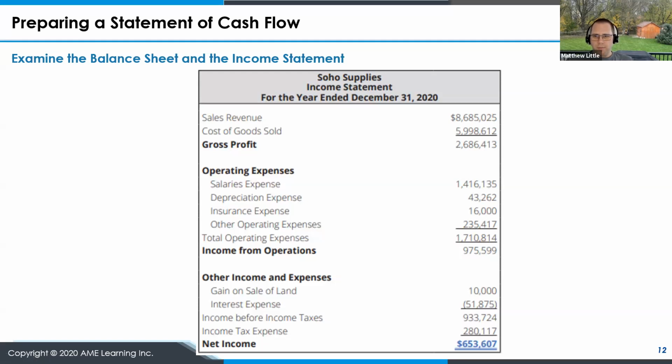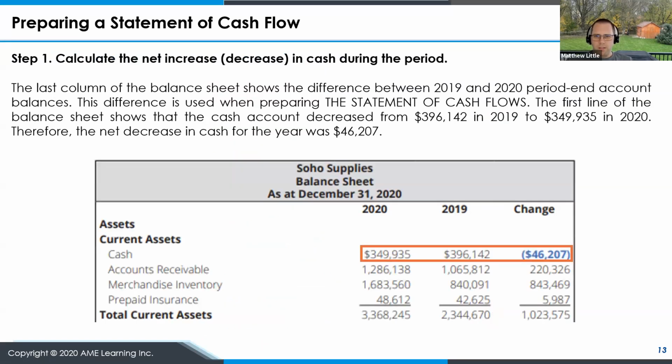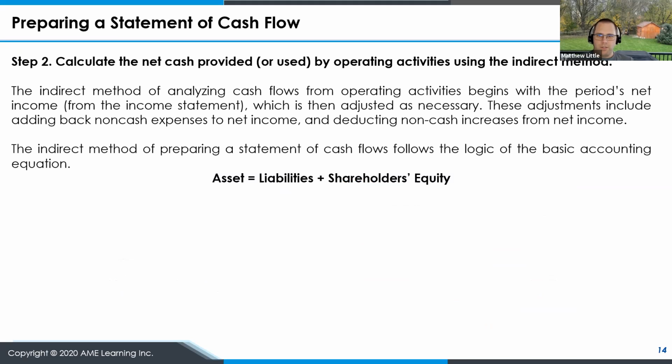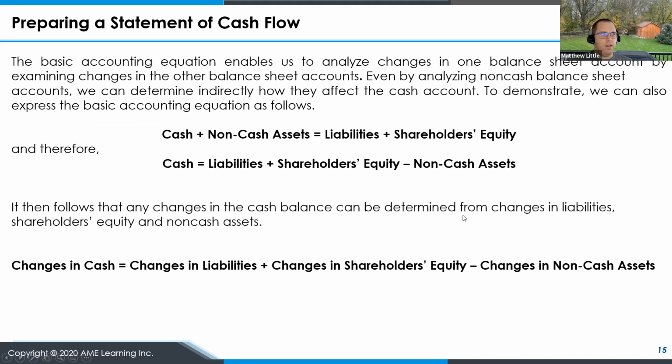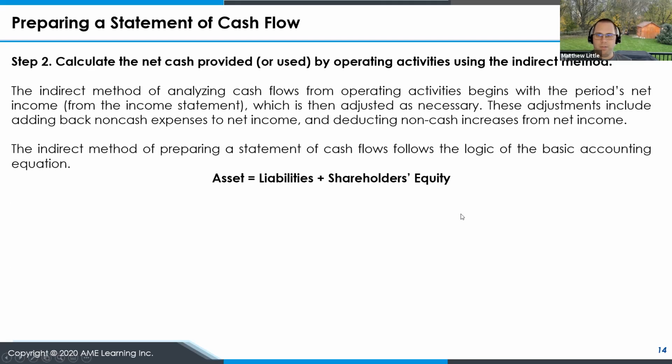So then we'll examine those two statements. The first thing is, let's calculate the net change, increase or decrease, in cash. We look at cash on their balance sheet, and it changed by a decrease of $46,207. Next we want to calculate the net cash provided or used by operating activities. And just remember the formula: assets equals liabilities plus shareholders' equity.